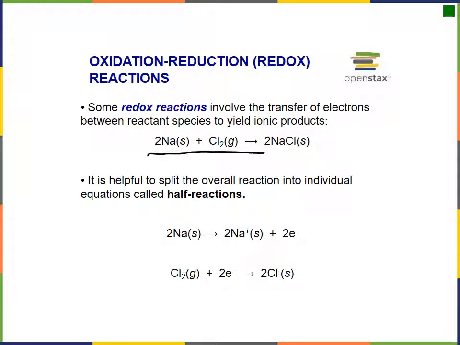So let's consider the sodium and the chloride. In order to do this, we're going to realize that we're coming from a neutral species, sodium and chlorine, and it's going into some ions, sodium plus and chloride minus. And in order to do this, our sodium is going to lose electrons, which means sodium is being oxidized. Chlorine is going to gain electrons, which means chlorine is being reduced. And the combination together is going to be redox.